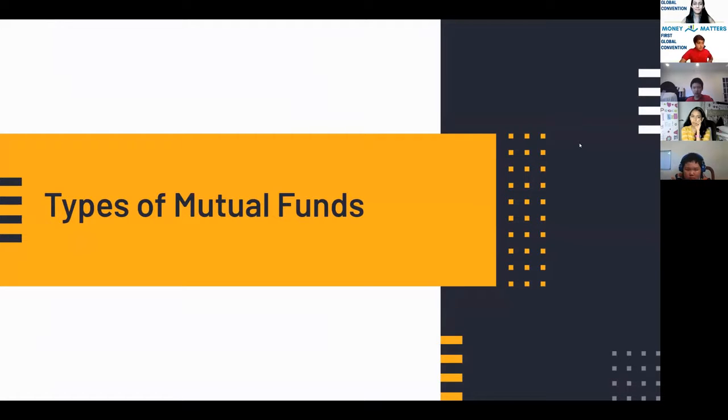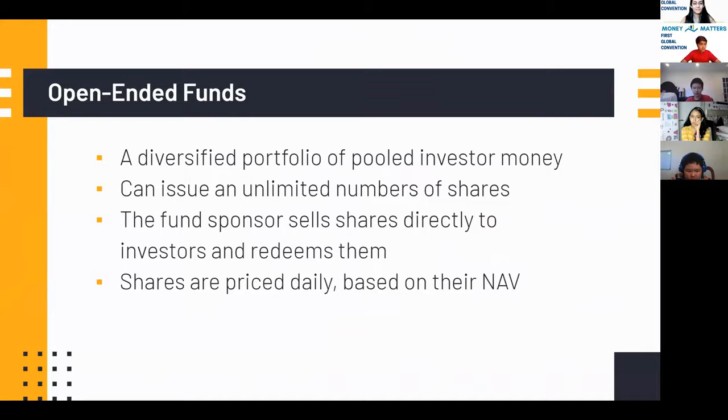Types of mutual funds. Open-ended funds. They are a diversified portfolio of pooled investor money. They can be issued in unlimited number of shares. The fund sponsor sells shares directly to investors and redeems them, and shares are priced daily based on their net asset value.